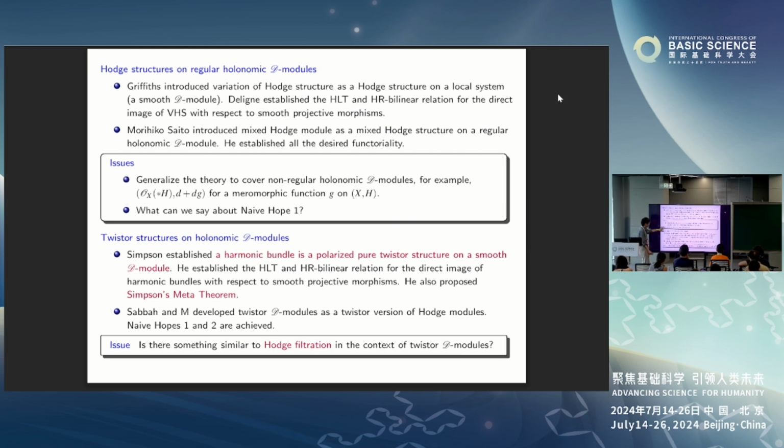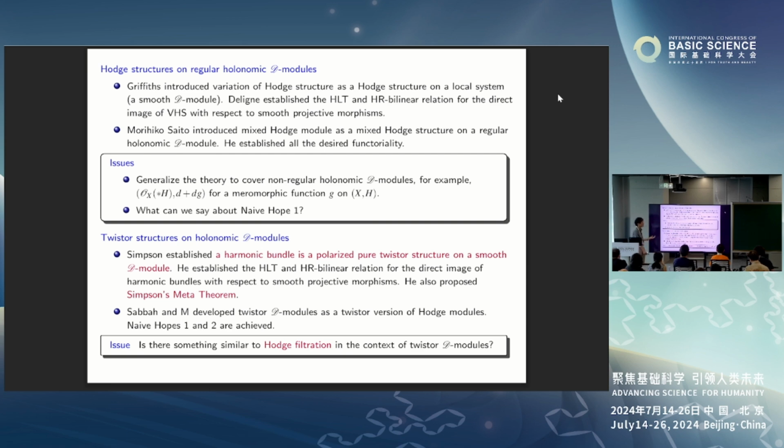And we can also ask what we can say about naive-hope 1. I mean, for naive-hope 1, it is difficult to consider if we only consider Hodge structures. And if everything is smooth, the appropriate generalization was done by Simpson, by his theory of harmonic bundles. And the most singular case was studied by Sabbah and myself, as I mentioned, and we developed twistor D-modules as a twistor version of Hodge modules, and naive-hopes 1 and 2 are achieved. So actually, this is one of the ends of the story. But we can ask the following question.